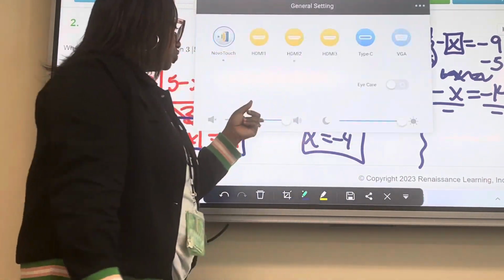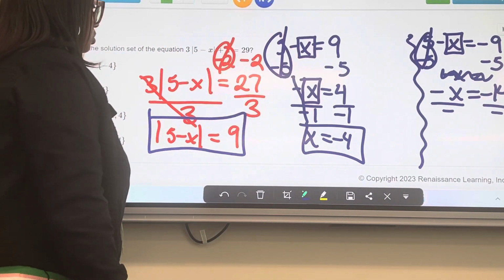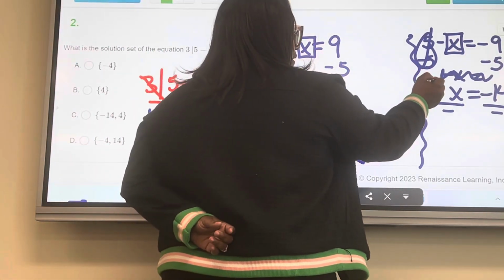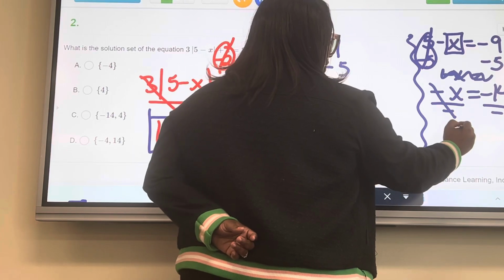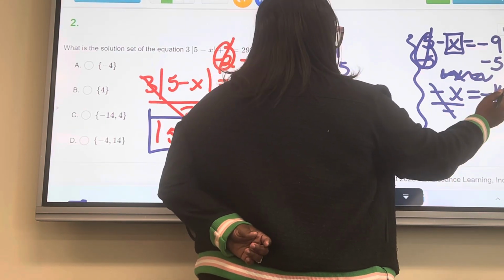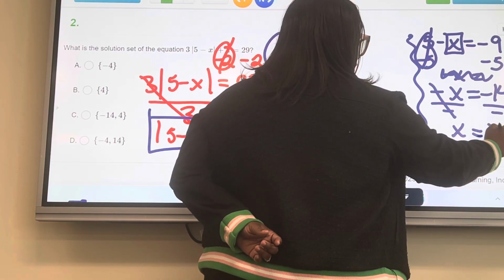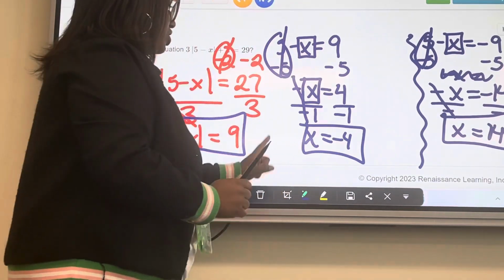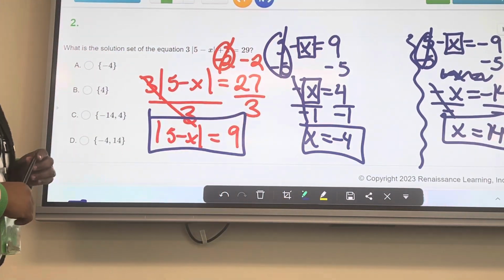This is the other way that you could have done this first side over here. All right? Well, a negative over a negative becomes a positive, so it turns into positive x equals a negative 14 over a negative 1 is positive 14. So I get solutions that are -4 and +14.